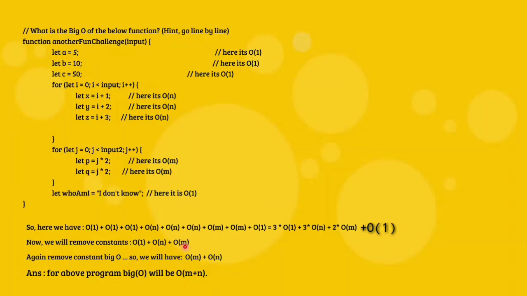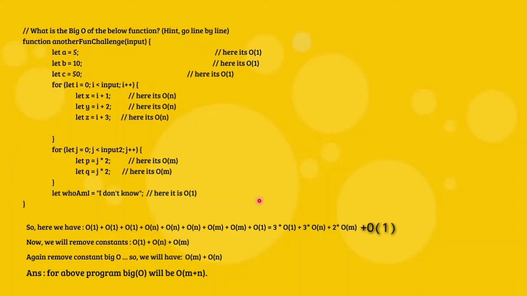As we already know, we need to remove the non-dominant terms. O of 1 is very small in size, so we will remove it. And then we will be left with O of m and O of n. And for our program, our Big O notation will be O of m plus n. I hope with this example, our concept of Big O notation is clear and we will be able to calculate the Big O notation of many more functions as we want.